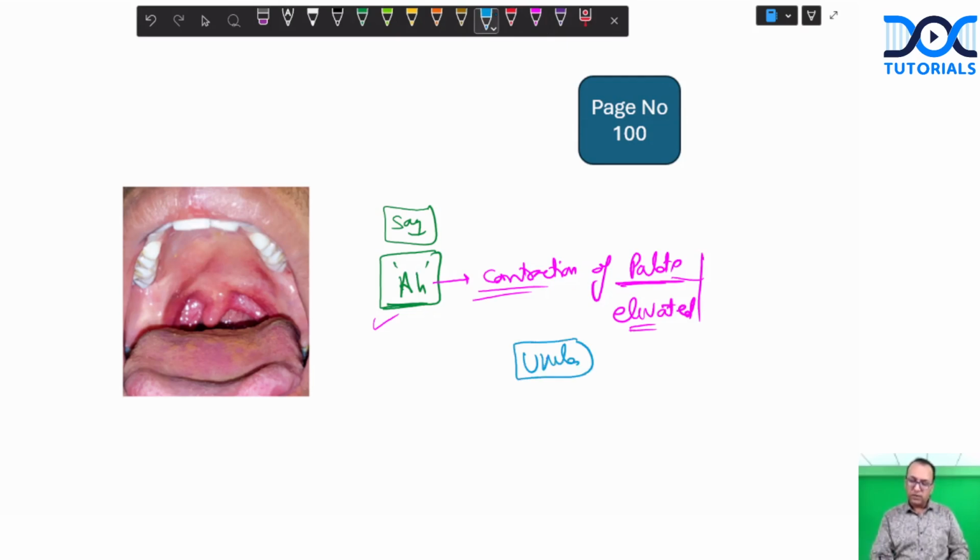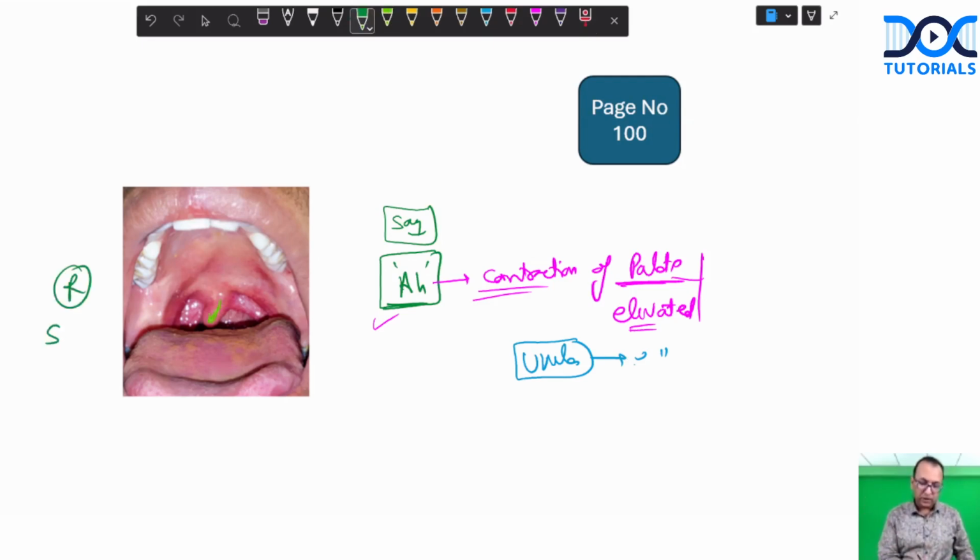What is the uvula? The uvula is a downward projection in the midline, part of the soft palate, and it will also be elevated. As you say "Ah," the palate will elevate and the uvula will elevate, and it will be in the midline. But here I don't see it in the midline. I find this uvula is deviating to the right side.